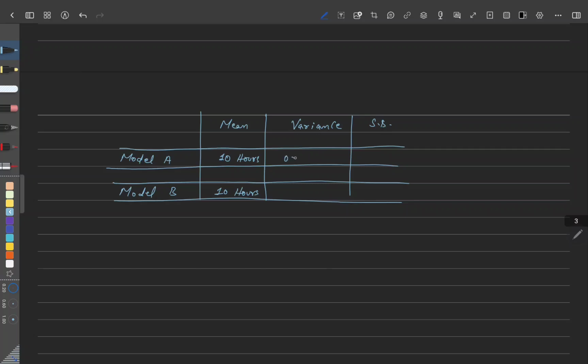Variance is 0.5 hours square. Let's take note of the unit, it's hours square. This is 14.5 hours square. The standard deviation is 0.71 hours. See, the unit is equal to the unit of the mean or the unit of the observations itself. There is no square here. This is 3.81 hours.